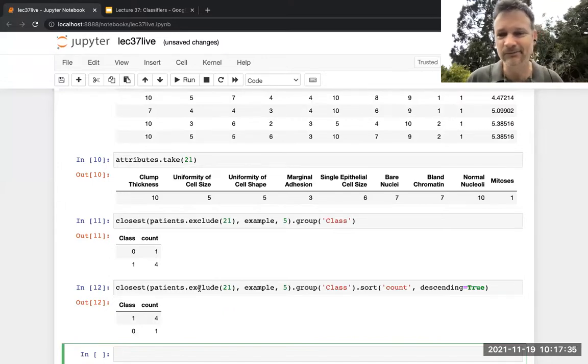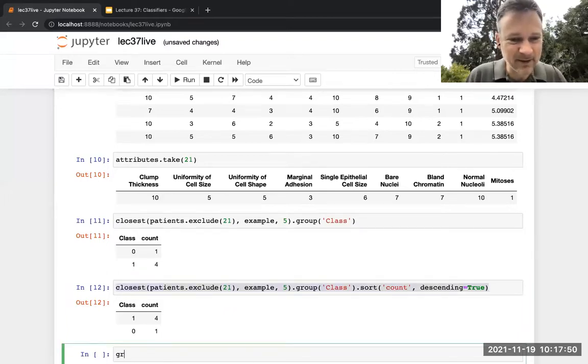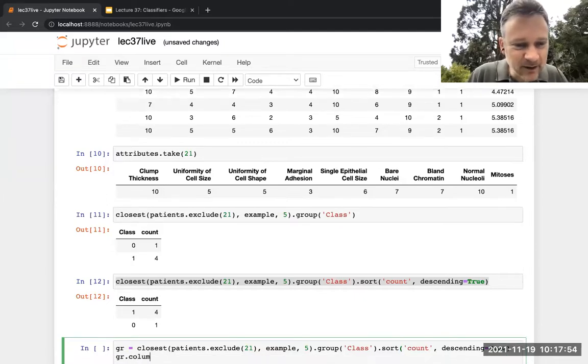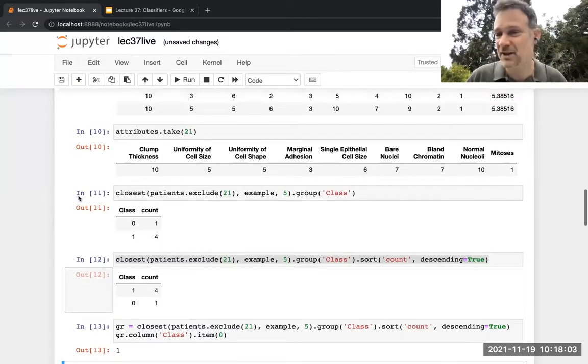Yeah, I want the first row in the class column. So I could take out the class column and then dot item 0 of that. Okay. So let's give this a name, and then I could do class dot item 0. Right. And there it is. Majority class is 1.